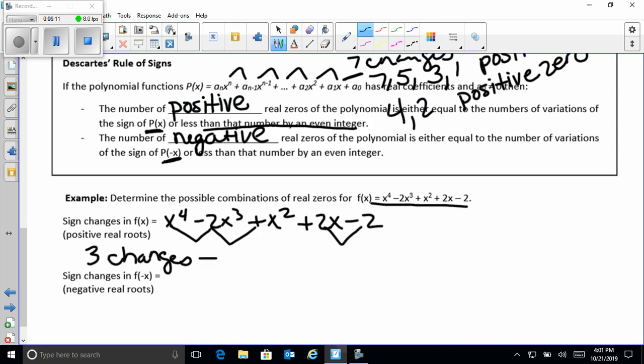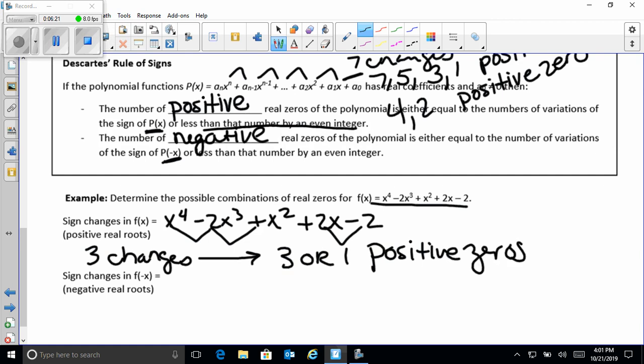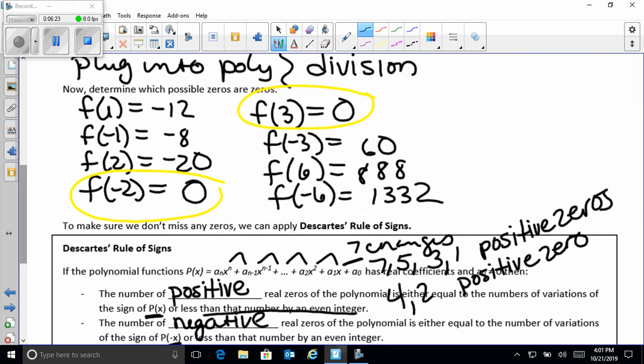The polynomial itself. So that means it could have 3 or 1 positive zeros. Which, if we think to what we did up above, when we plugged it in, we had 1 positive zero right there. So you can have 3 or 1. We did have 1.